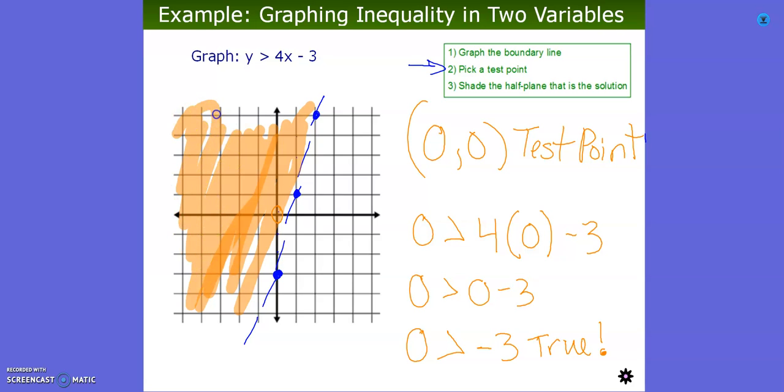And it doesn't have to be perfect. You don't have to fill in every little speck. You're just shading in that side where the test point was true. Okay, so that's where we're shading the true side. If for some reason when I tested out my point that I picked at random, it was false, then I would not shade that side. I would shade the other side. This shading is showing us all the possible solutions to this inequality. So any ordered pair here in orange would be a solution to this inequality. It would work in that inequality statement.